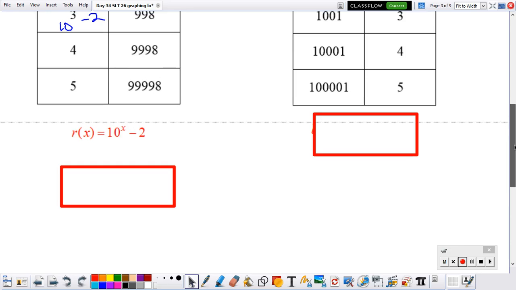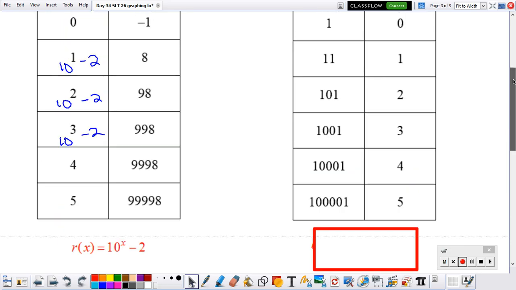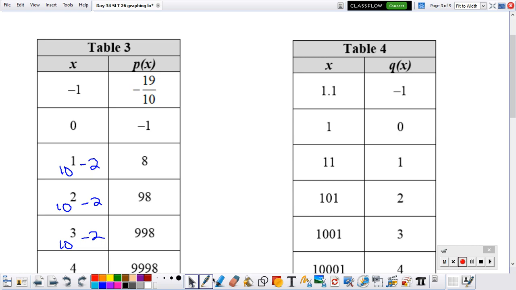So when we look at table 4, we know it's logarithmic because clearly there's some kind of multiplication pattern going on with the x's. That tells us it's logarithmic. So the problem is if we've got log base 10 of 1, what does that give us? 10 to what power gives us 1? Well, 0. Wait a minute.